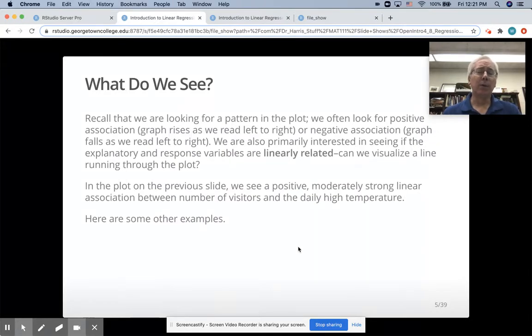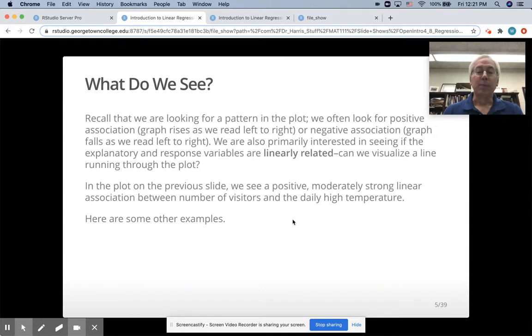Recall back in chapter 1, we were looking for whether we had positive or negative association. Here we would say that we've got positive association, moderately strong. The points don't fall along a line particularly closely, but we do have at least a moderate linear association between the number of visitors and the daily high temperature. So once we generate a scatter plot, we want to make a judgment. A, is there some sort of association? And B, does it seem to be linear?